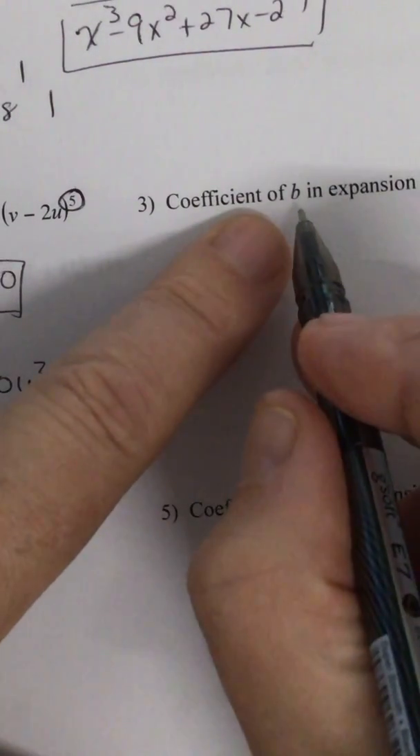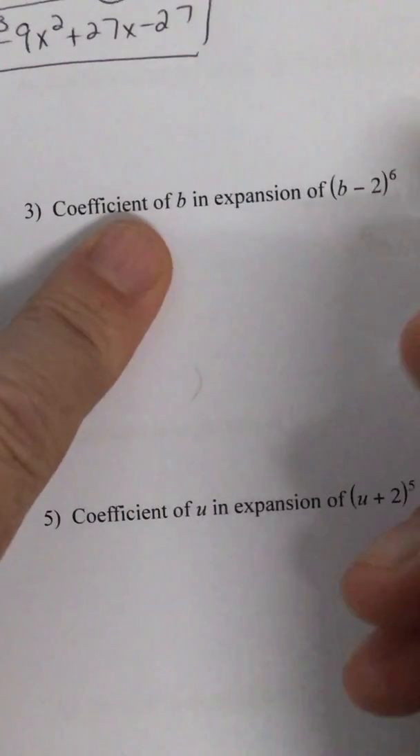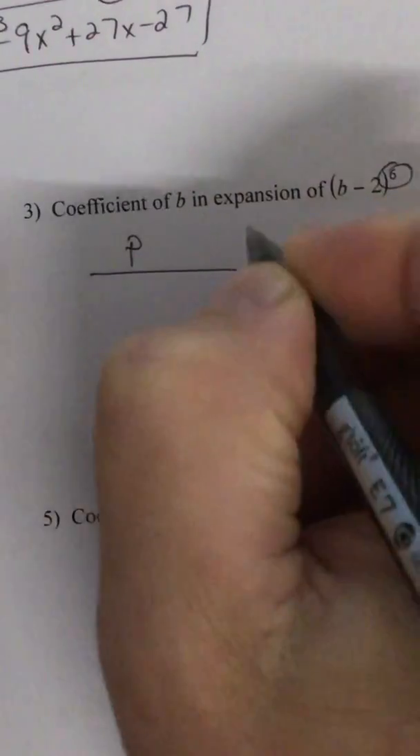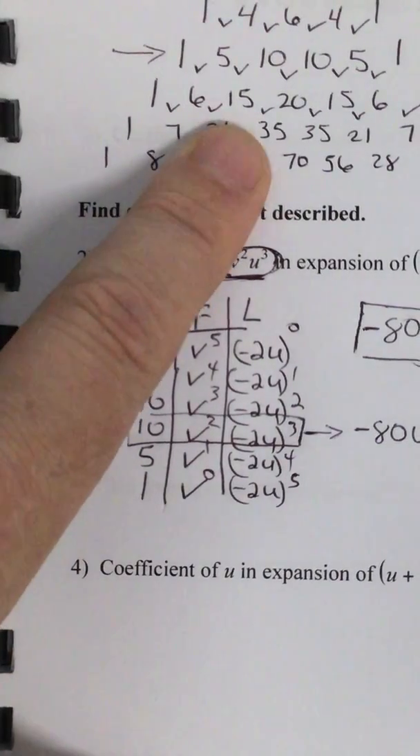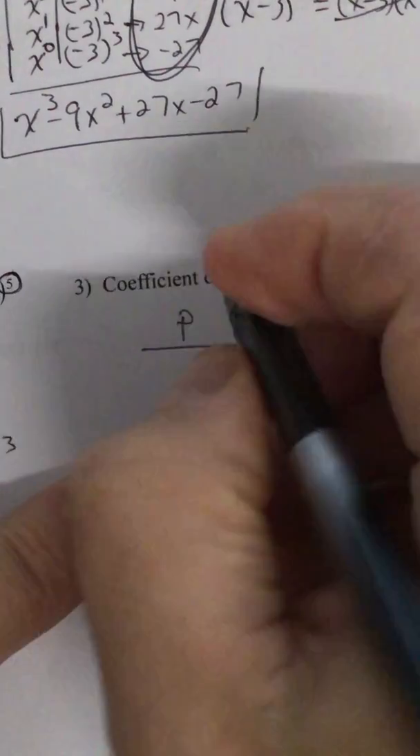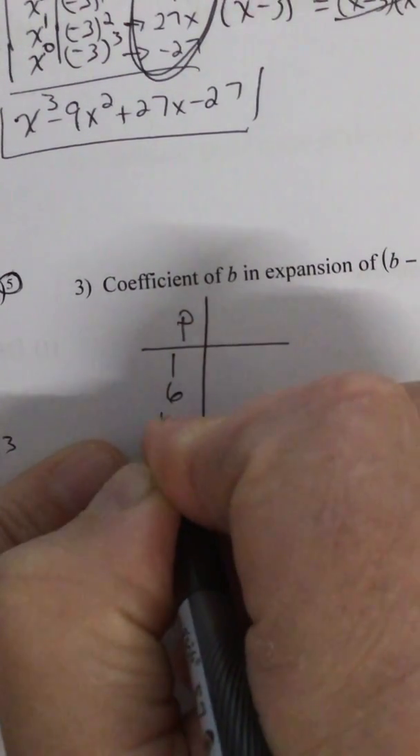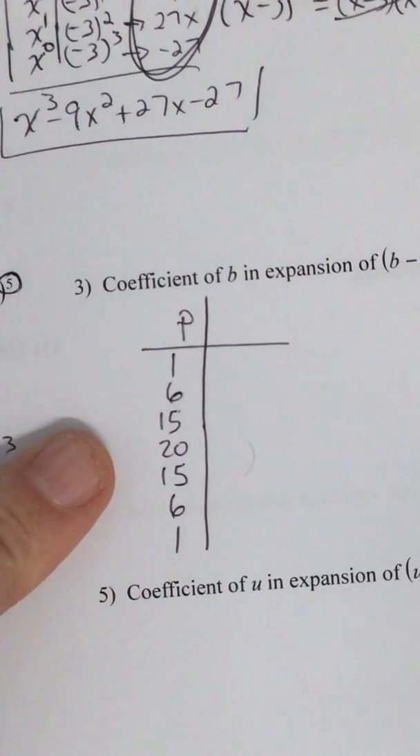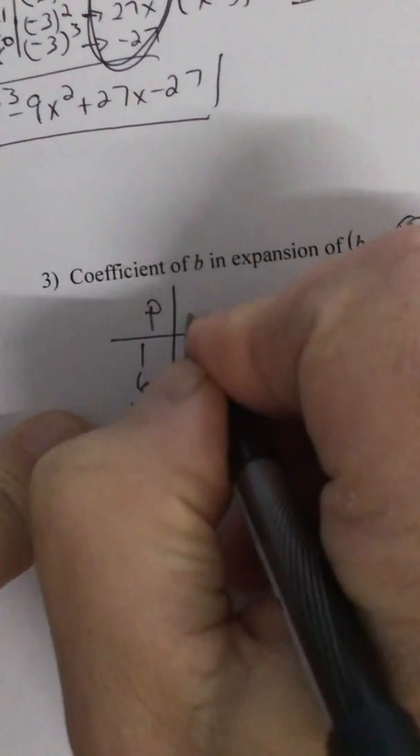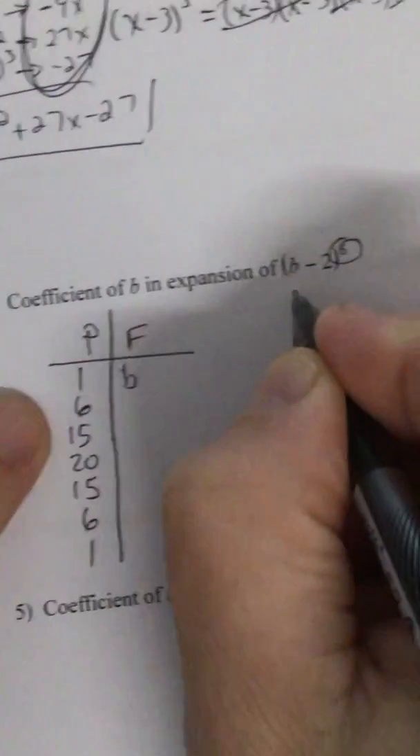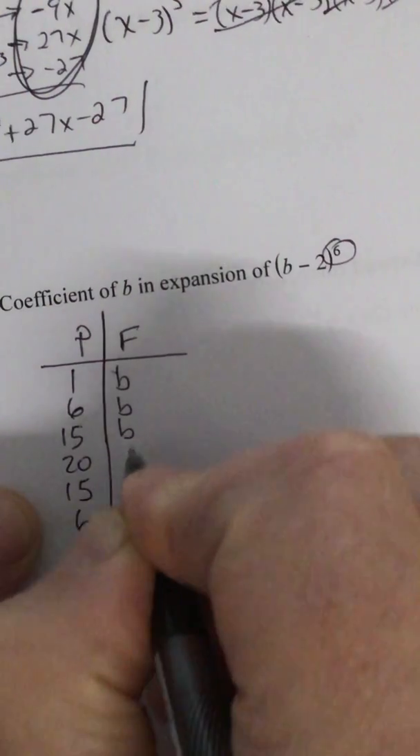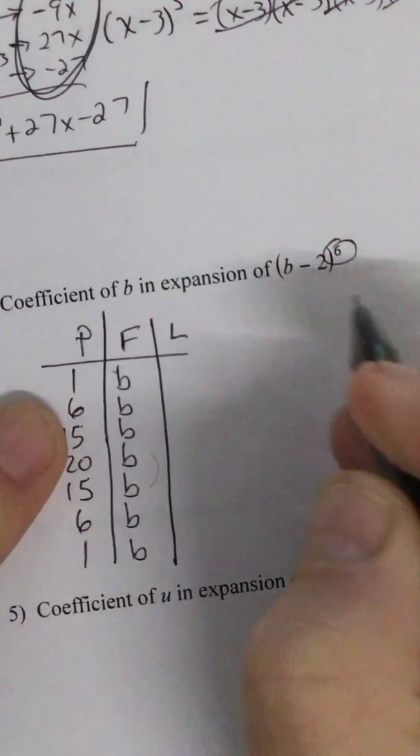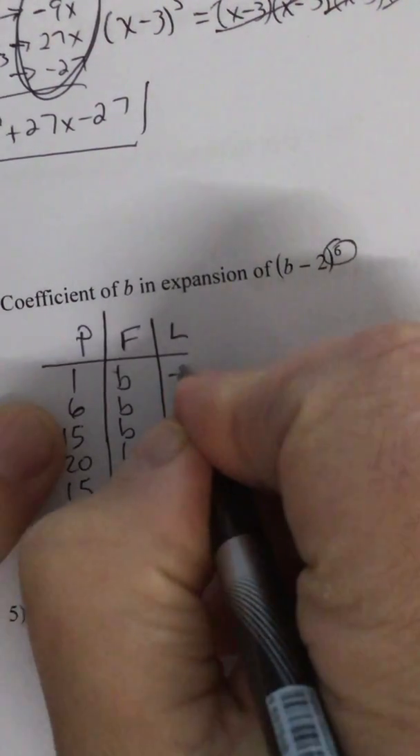Okay, so let's find the coefficient of just plain old b. Okay, well this is a 6th. So I'm going to do Pascal for row 6, which is right here. 1, 6, 15, 20, 15, 6, 1. The first term in that is a b, so these all are just a b. And then the last is a negative 2, so these are all just negative 2.